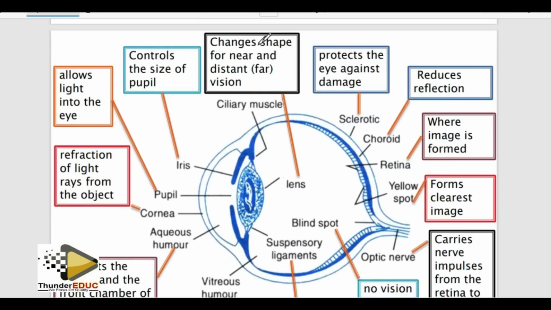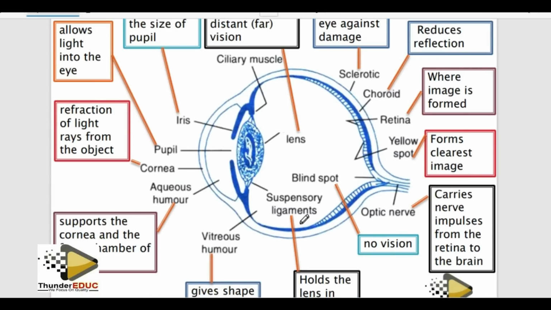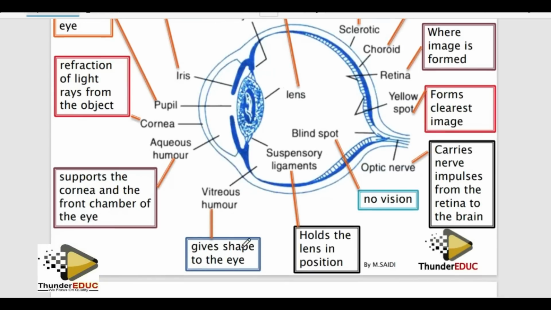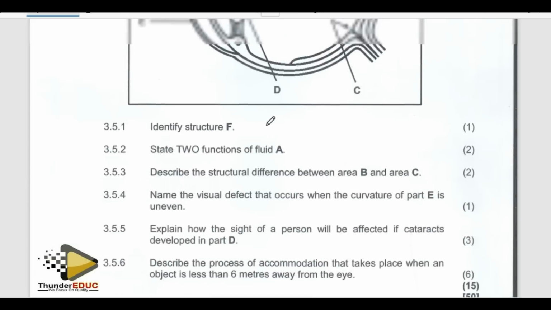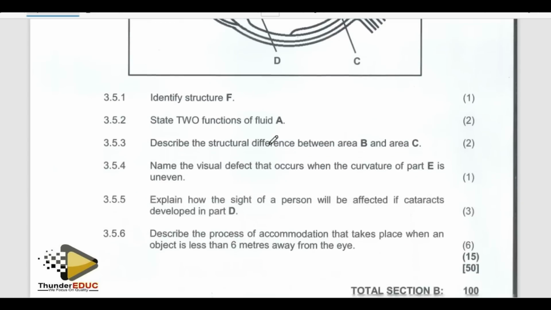This is aqueous humor. Changes the shape for near and far distance? No, that's the lens, that's not here. It gives the shape to the eye, meaning that it brings about the shape of the eyeball. Then number 2, state the function of A. Okay, we have seen it.